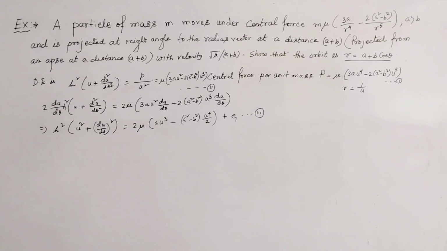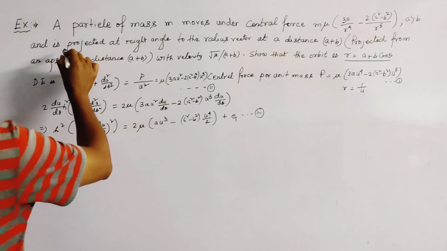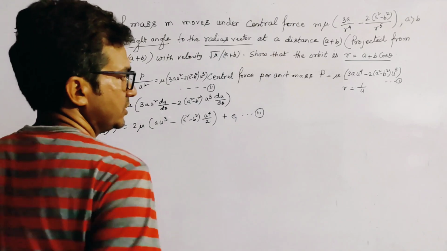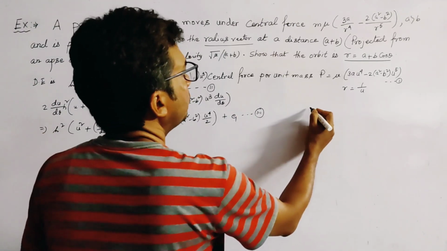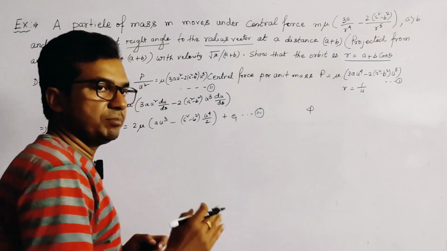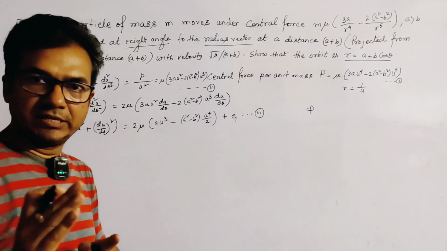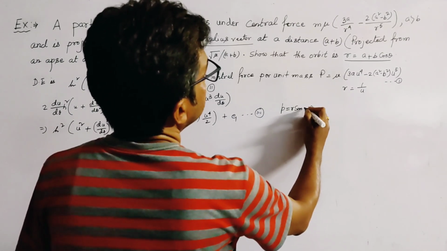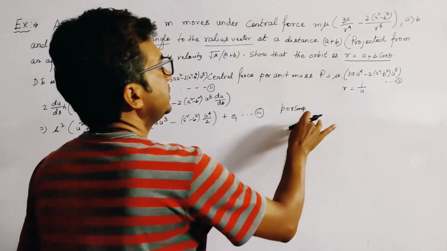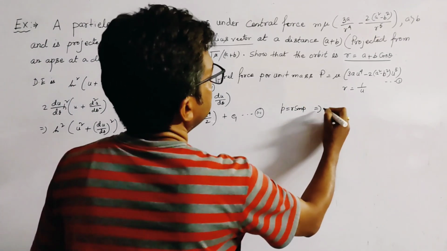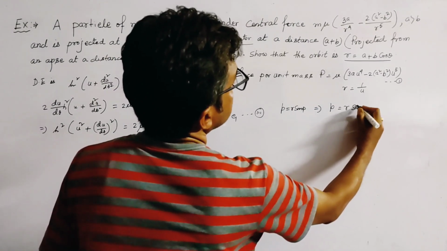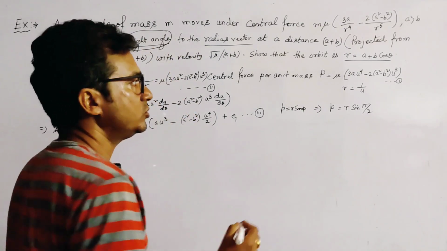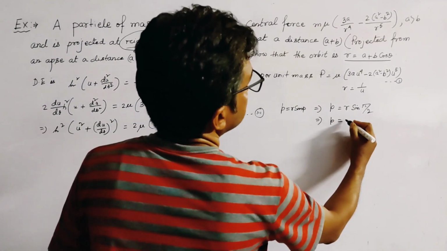Now from the given condition, the particle is projected at a right angle to the radius vector. We know that the angle of projection is phi, the angle between the radius vector and the tangent, and that P is equal to r sin phi. Here P is equal to r sin pi by 2, because this is a right angle, so phi is pi by 2, and P is equal to r.